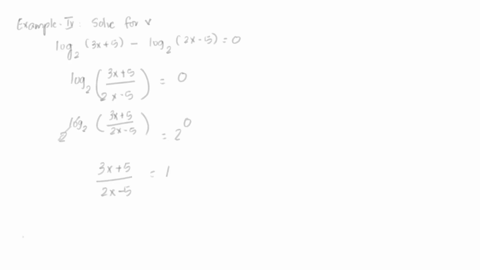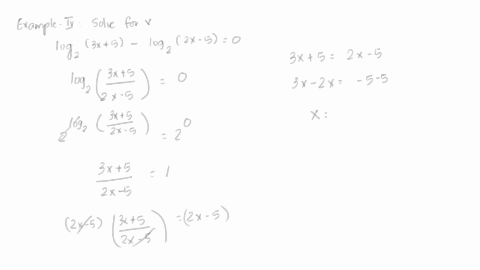By multiplying by 2x minus 5 on both sides, we will get (2x minus 5) times (3x plus 5) over (2x minus 5) equals 2x minus 5. These two terms would get cancelled, leaving 3x plus 5 is equal to 2x minus 5. Subtract 5 on both sides and move the x's to one side. We will have minus 5 minus 5. 3x minus 2x is x, minus 5 minus 5 is minus 10. Therefore, the solution is minus 10.